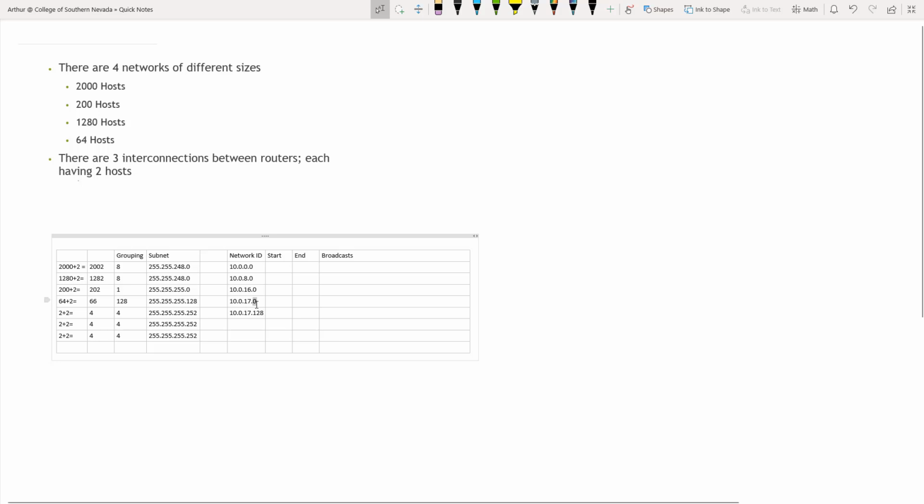10.0.17.128. The fourth octet's 0, so 0 plus 128 is 128. So the first 4 networks are now done.